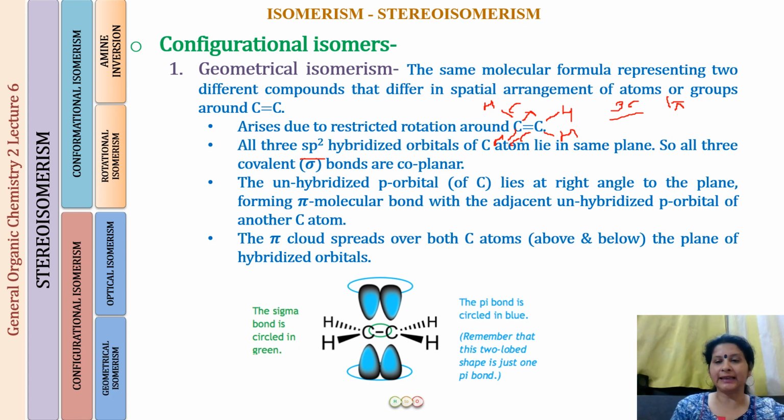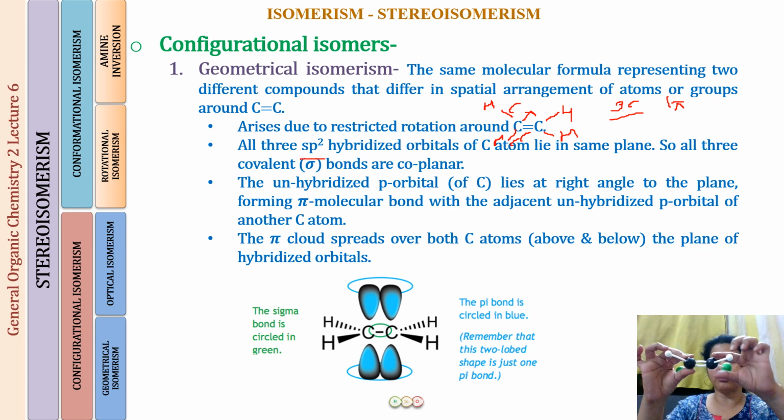So this is when we will be having an effective overlapping. If I change this angle, they are not going to overlap with one another. And when they are not going to overlap, we will not be having a pi bond formation. Is this clear? So because of this restricted rotation, the pi bond is present. We are not able to change the position of the atoms.